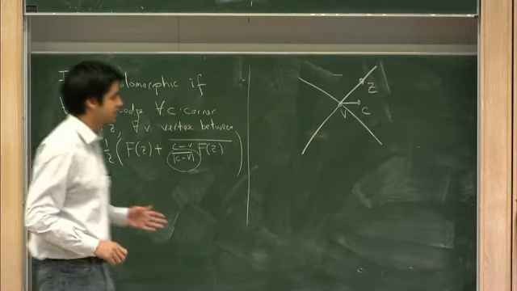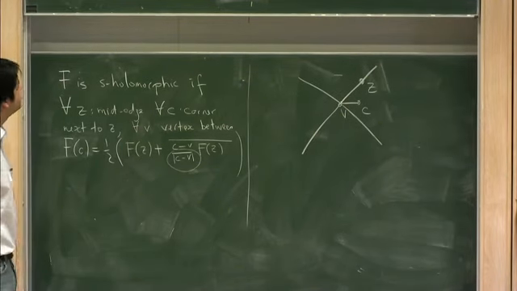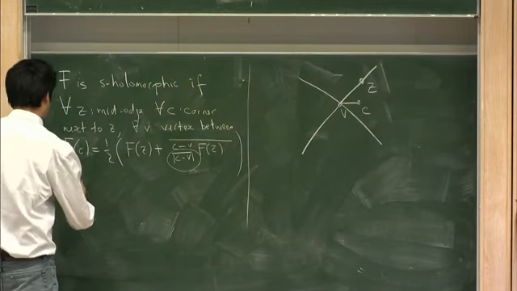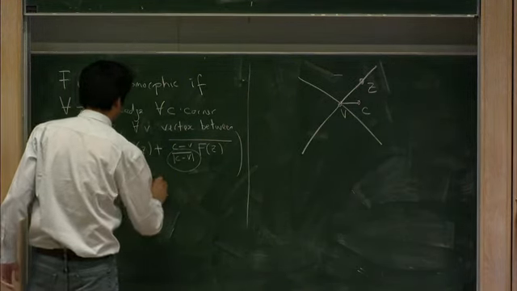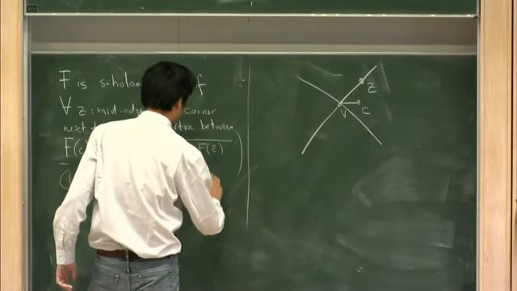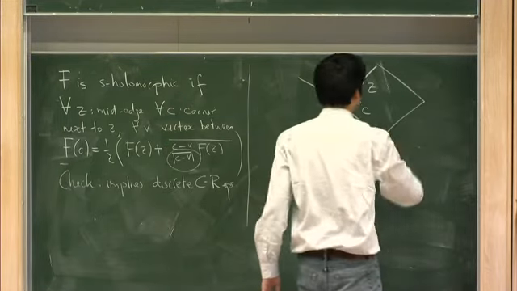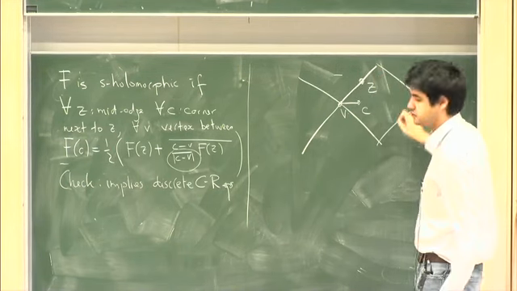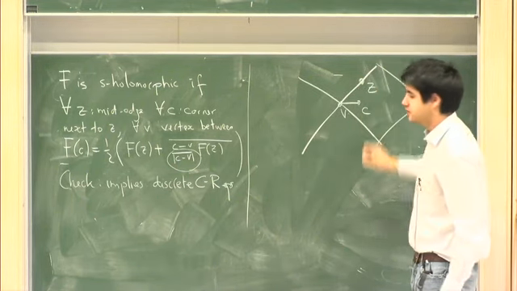It was an exercise to check that the function defined as such at the critical value of beta satisfies this. It also was an exercise to check that it implies the discrete Cauchy-Riemann equation, in the sense that if you take the value here minus the value there plus i times the value here minus the value there, you get 0.